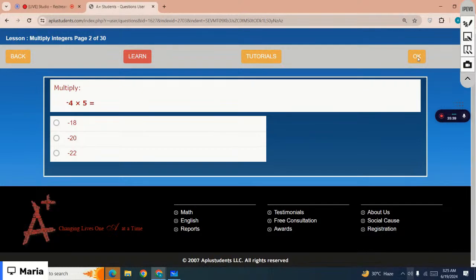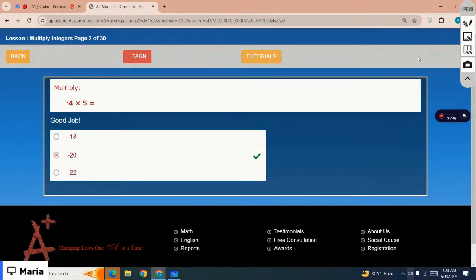-4 times 5: one of the numbers is negative, so the answer must have a negative sign. -20 is option number 2, the correct option.